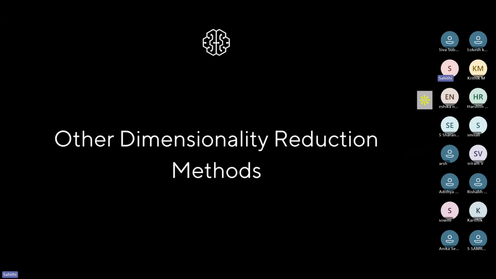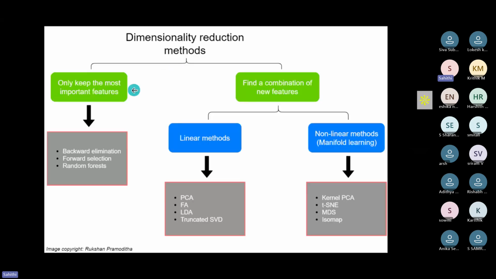So let's talk about other dimensionality reduction methods. If you want to keep the most important features, we can use backward elimination, forward selection, and random forest. But if you want to find a combination of new features, you have 2 kinds of methods here. You can either use linear methods or nonlinear methods. In linear methods, you have PCA, FA, LDA, and truncated SVD. And in nonlinear methods, you have kernel PCA, TSNE, MDS, and isomap.